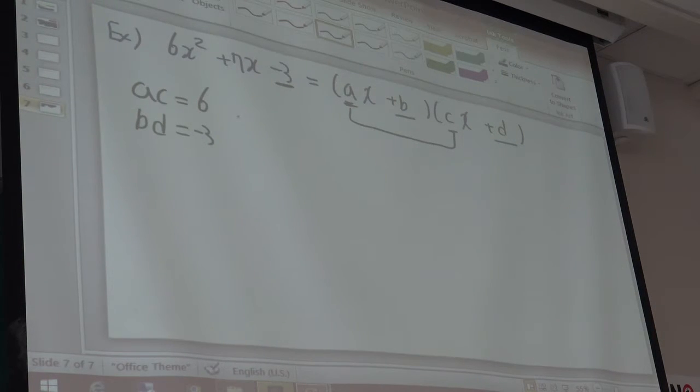The way is, I'll show you another method. Write down all the possible factors of 6 here, which is 1/6, or 6/1, or 2/3, or 3/2. And also write down all possible factors of negative 3, just a 3. We have 1/3 and 3/1. Now we do the cross product.